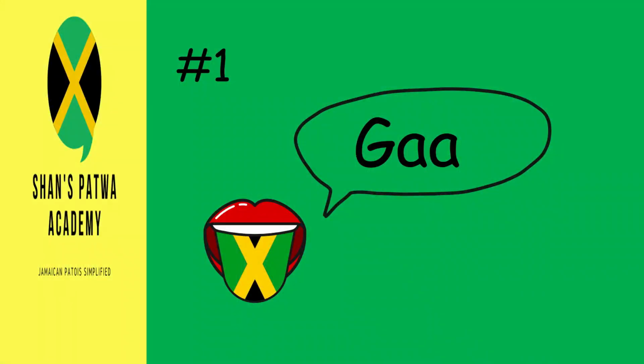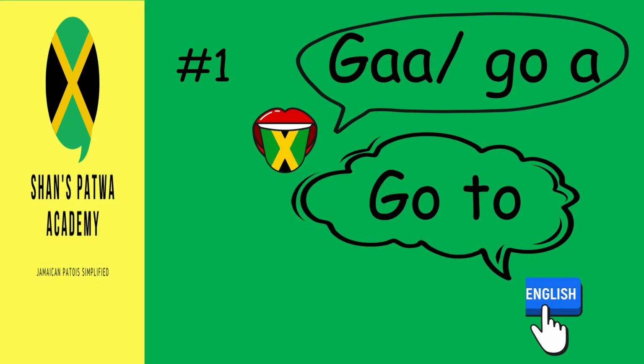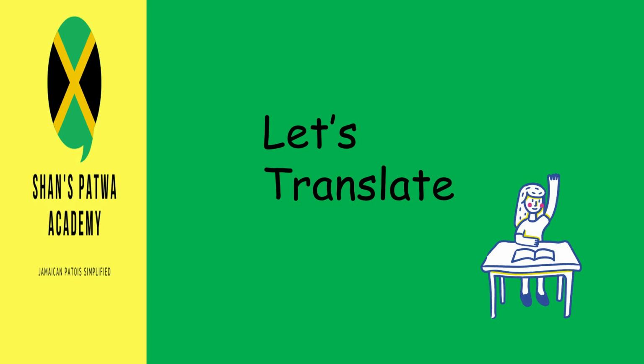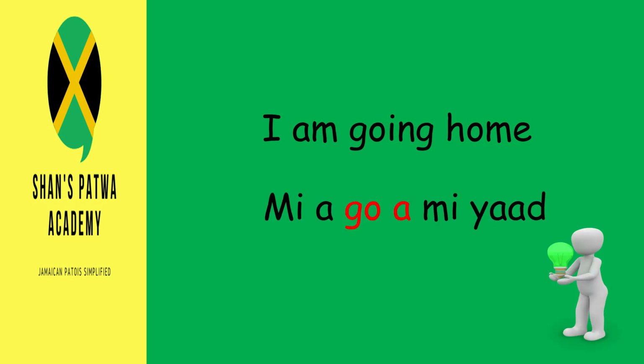The first one we're going to look at is ga. Now, ga is the shortened or contracted form of goa. Now, goa means go to in English. So let's look at some sentences. The first one, in English, I am going home. How do we say this in Jamaican Patois? We say, me a goa me yard. Me a goa me yard.